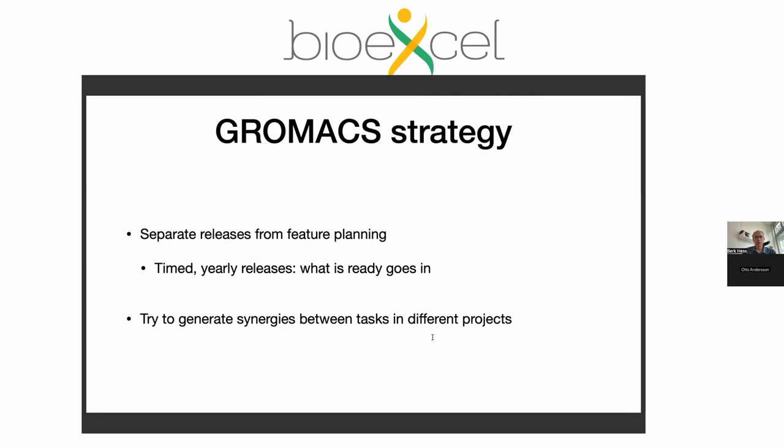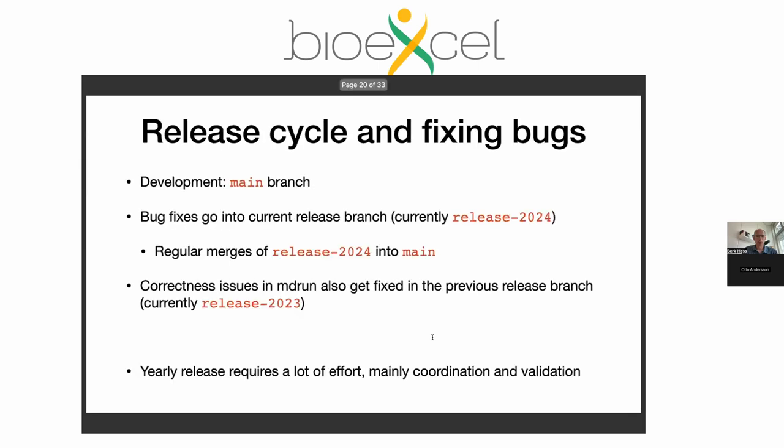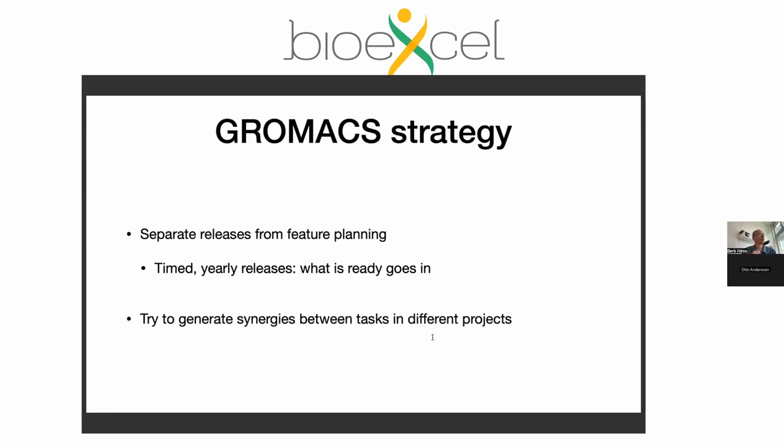And the other strategy is to try to generate synergies between tasks in different projects. We have many projects going on, and we should extract as many synergies as possible, to reuse code, to reuse things, or we can try to make tasks help each other, or maybe reuse complete things. This will generate synergies, get things done quicker, or maybe free up time to work on other things. Since we don't have a great long-term strategy, I don't say anything about the content here, but this is basically the way we approach things nowadays.